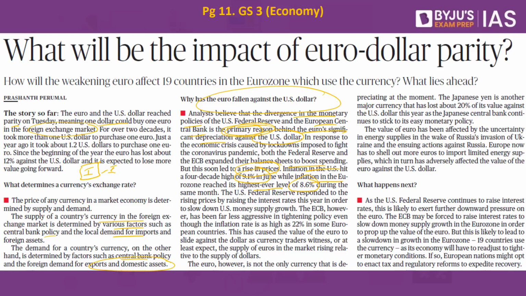So what does the United States of America do? It starts raising the interest rate in order to slow down US money supply growth. The ECB, however, has been far less aggressive in tightening the policy, even though the inflation rate is high at 22% in some European countries. This has caused the value of the euro to slide against the dollar, as currency traders expect the supply of euros in the market to rise relative to the supply of dollars. What this means is there is excessive supply of the euro in the market, which means depreciation of the euro.